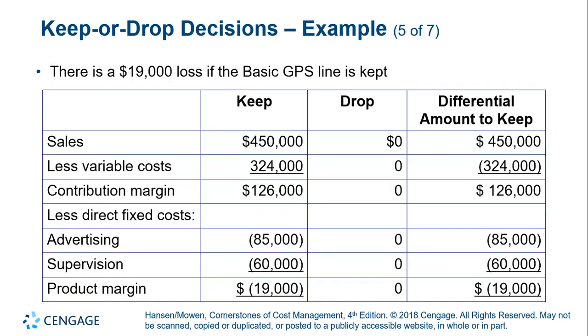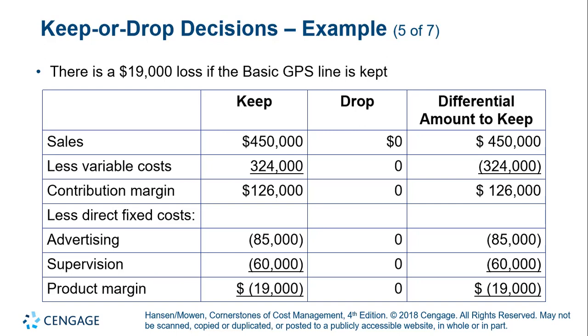Now we have two columns showing the keep alternative and the drop alternative, and the differential amount to keep. So for sales, less variable cost, the focus is contribution margin. That is in keep or drop. So contribution margin, and then we deduct the direct fixed costs.